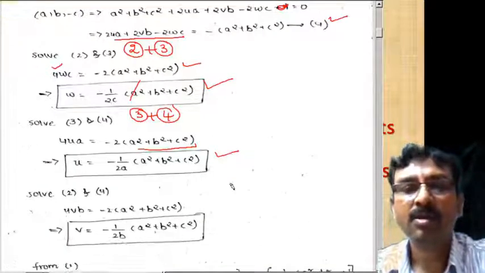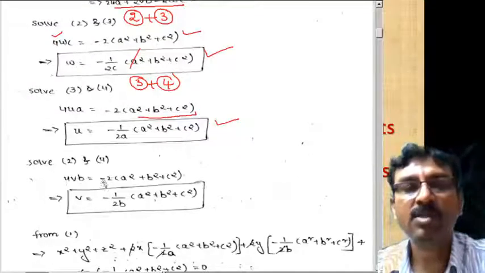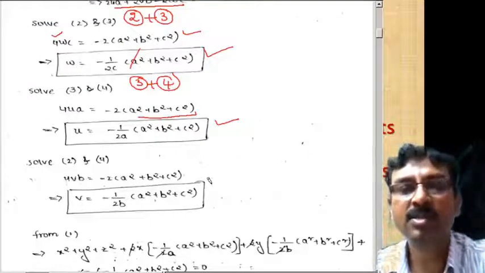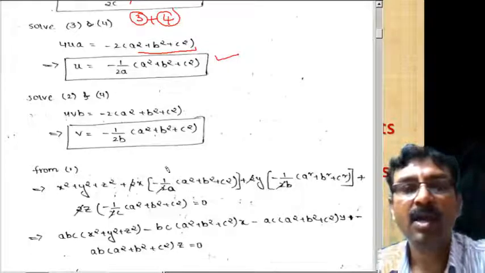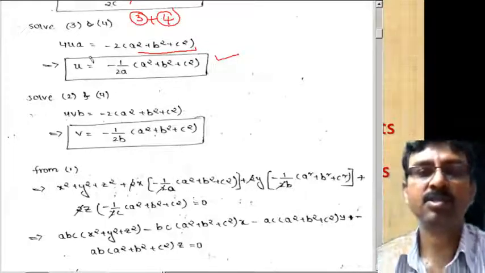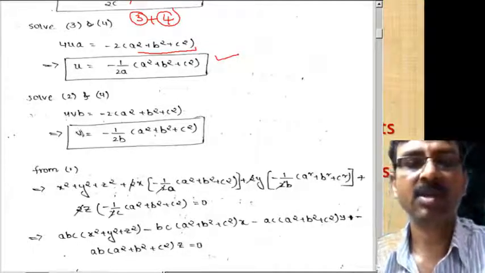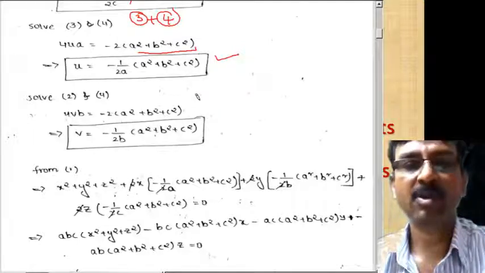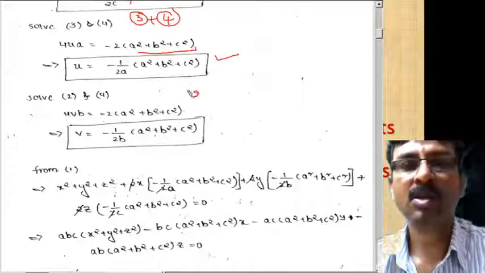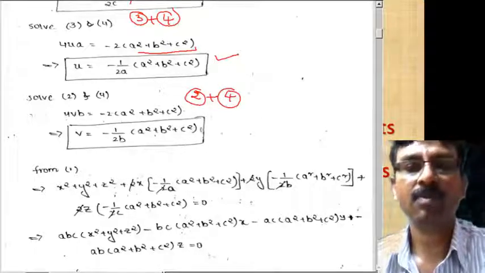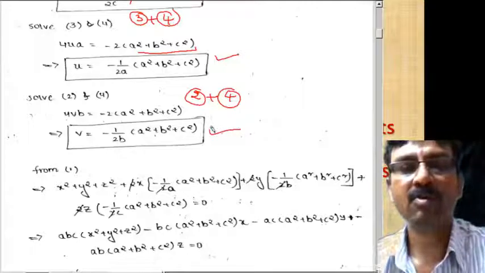Taking the next equations, that is the first and last equation, and adding these two equations, similarly we get v equal to minus 1 by 2b into a square plus b square plus c square. Here also we have done 2 plus 2. Finally we get v.